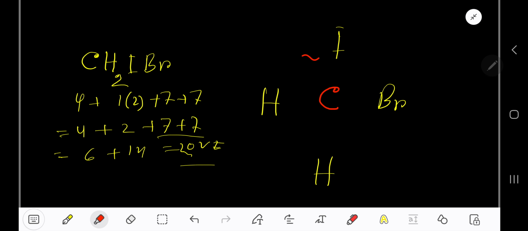These 20 valence electrons have two tasks at the same time. The first task is to connect these 5 atoms together. The second task is to satisfy the octet and duet of the atoms. Let me connect. For connecting, just place 2 dots for every pair of atoms.